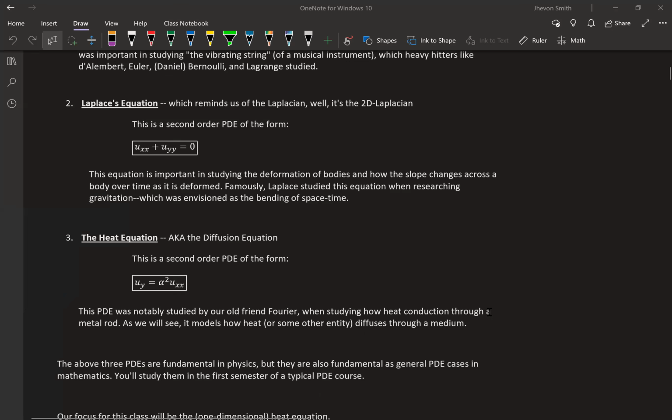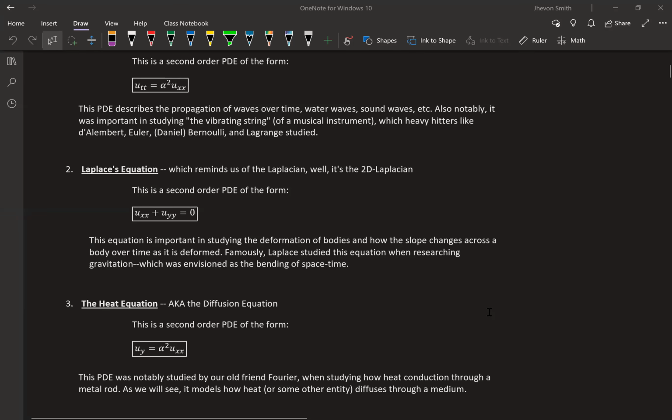Finally, there's the heat equation. This is also called the diffusion equation, as I mentioned.